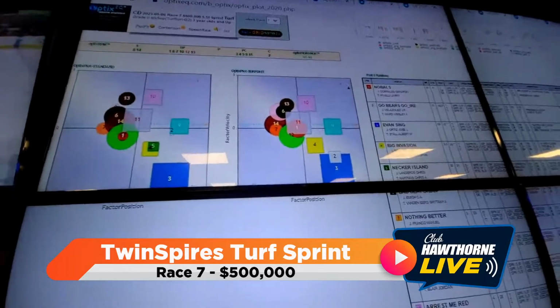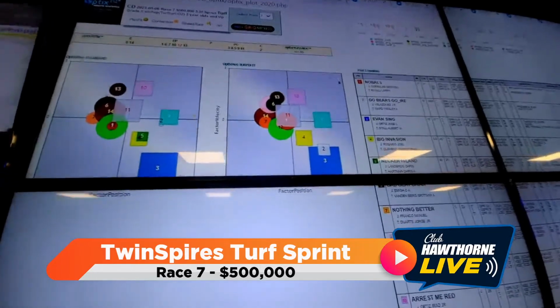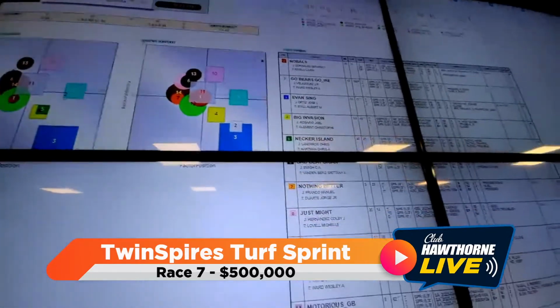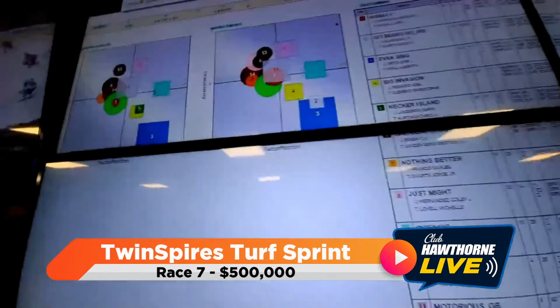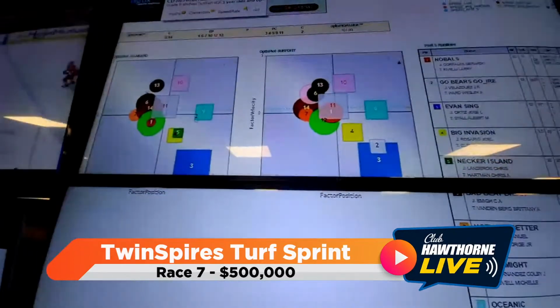Horses from off the pace in these 5.5 furlong sprints can close. So we see those kind of horses down in quadrant 4, 2, 3. 3 I would upgrade as well. It's kind of a big price.